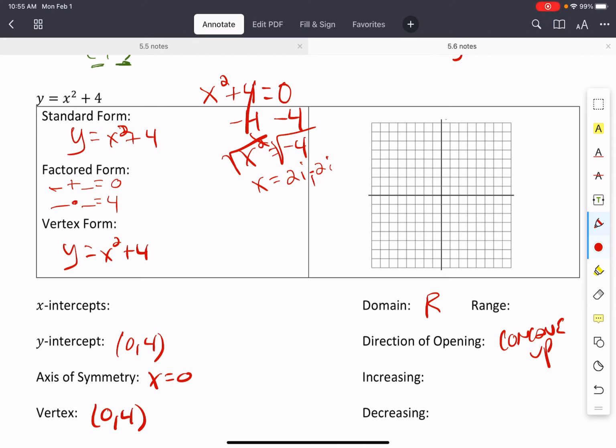This is how you can tell. If you graph it, it looks like that. So where are its x-intercepts? Doesn't have any because they're imaginary. They're not graphable. So for factored form, we would write imaginary. And for x-intercepts, we'd write none.